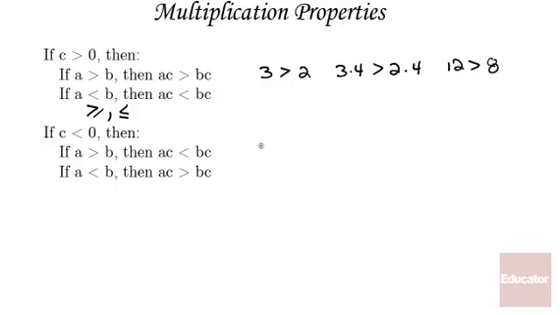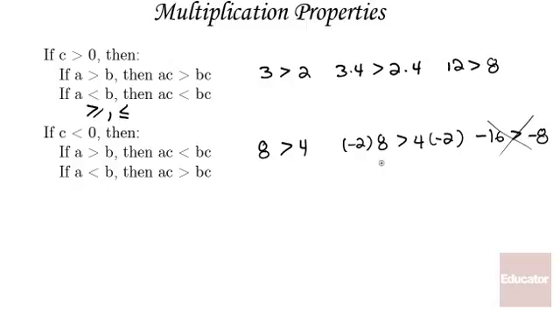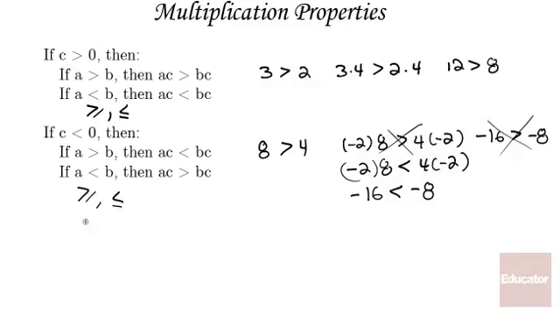For example, if I have 8 is greater than 4, and I multiply both sides by negative 2, let's say I didn't reverse the sign. Then I'm going to end up with negative 16 is greater than negative 8. And this is clearly not true. So as soon as I multiply by a negative number, I immediately have to reverse the direction of the inequality. And that'll give me negative 16 is less than negative 8, which is valid. And again, the same for greater than or equal to and less than or equal to.